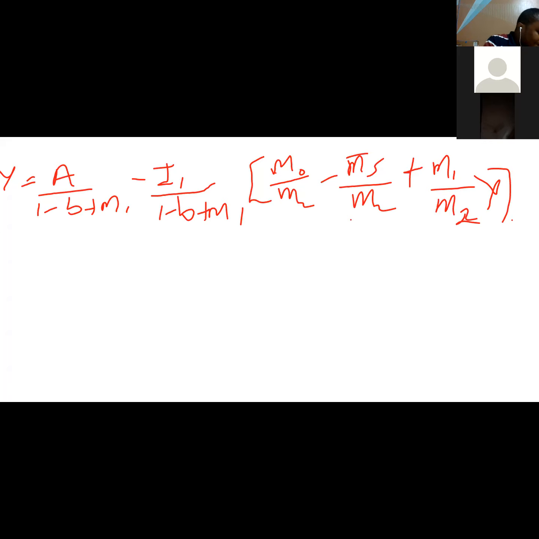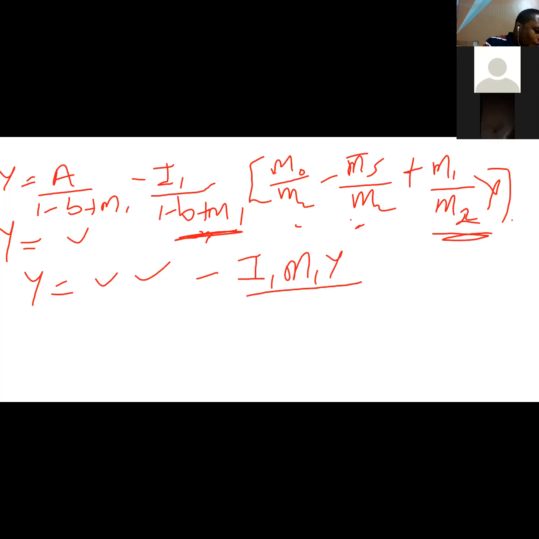Okay. So if that is the case, I can now have y to be equals to, I still have all of this. I'm not rewriting it because of space. This times this, this times this, this times this. I still have them. I'm not going to rewrite it first. But I want to bring out this times this. That's my concern, so that I can extract y out. So if I do that, y will be equals to all of those things that I've identified, which I'm not interested in for now, minus I1 M1Y over M2 all over 1 minus B plus M1.